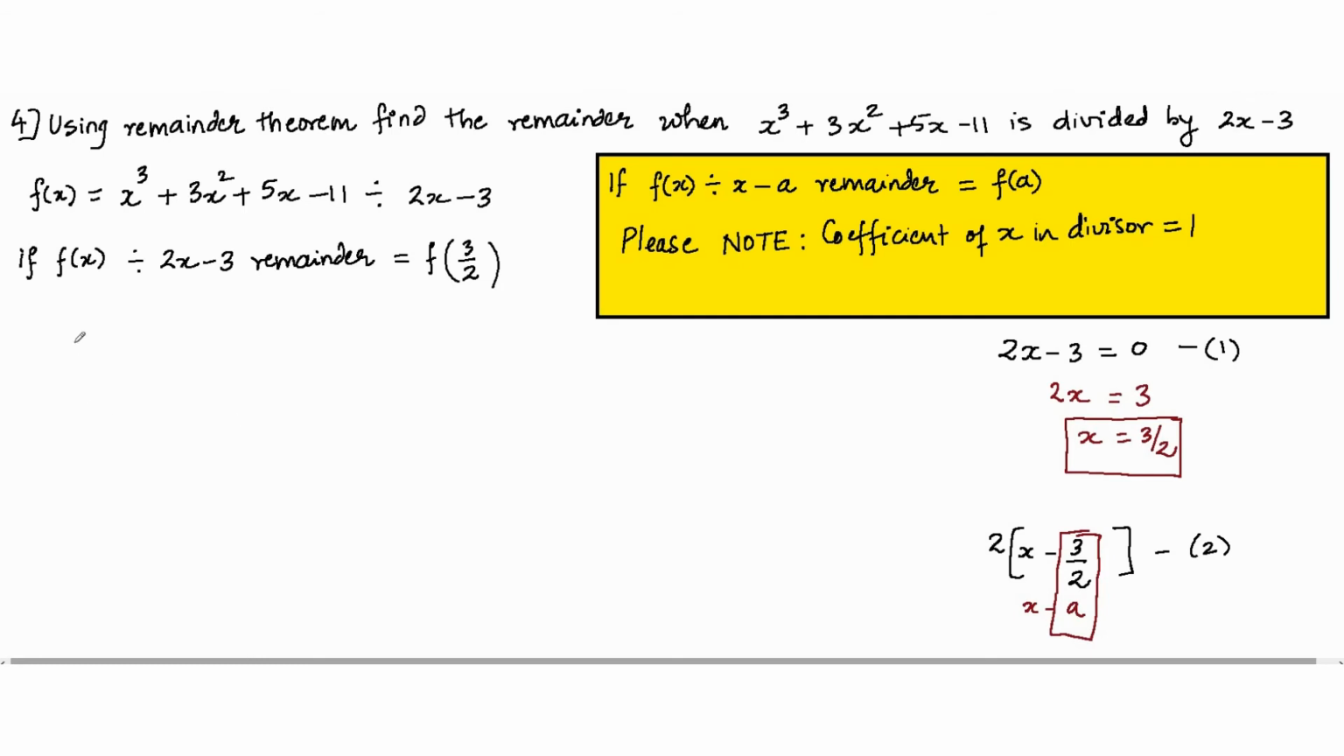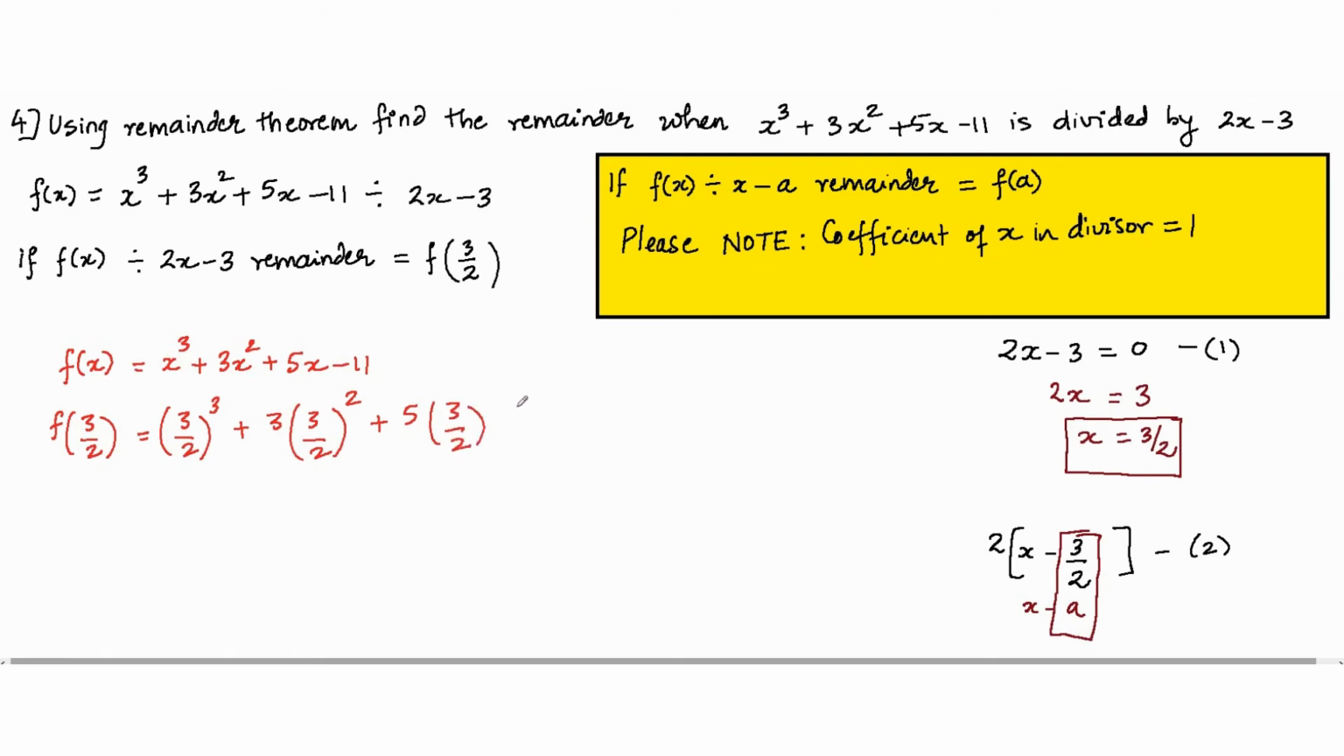So now let us calculate f of 3 by 2. Let us note down our f of x here. f of x is x cube plus 3x square plus 5x minus 11, and therefore f of 3 by 2 is given by 3 by 2 the whole cube plus 3 times 3 by 2 the whole square plus 5 times 3 by 2 minus 11. So let us compute this now.